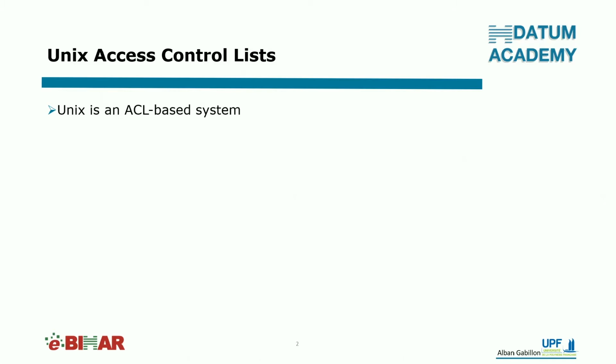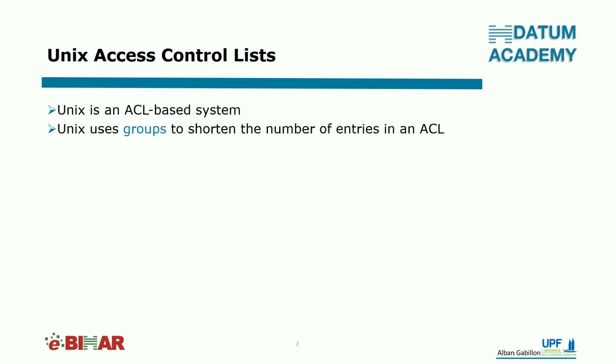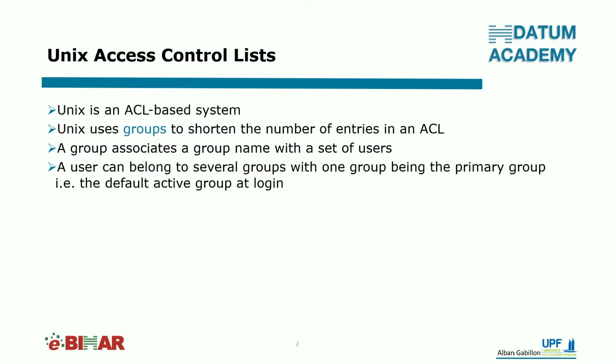So, like most operating systems, Unix is an access control list-based system. Unix uses groups to shorten the number of entries in an access control list. And a group associates a group name with a set of users. A user can belong to several groups, with one group being the primary group, that is the default active group at login. And the user can change his active group at any time.